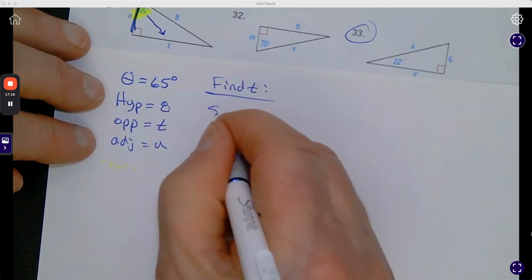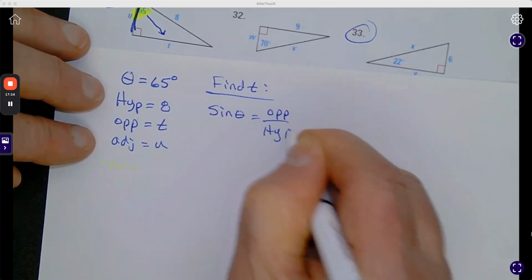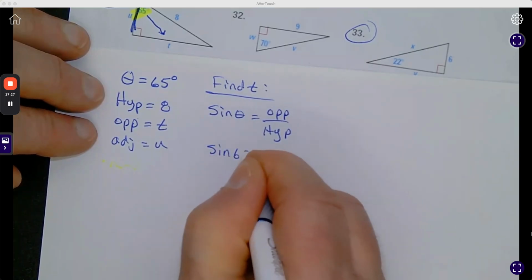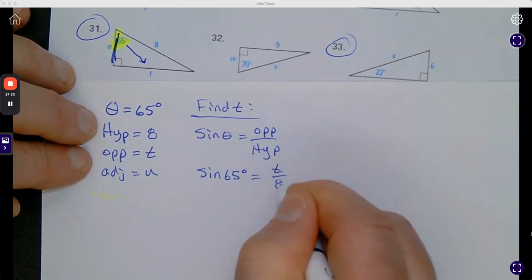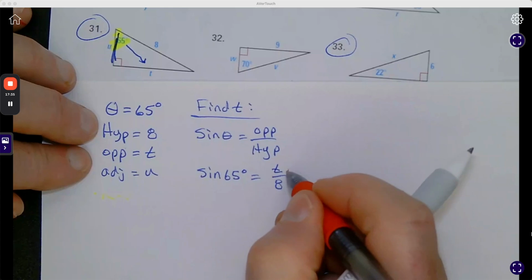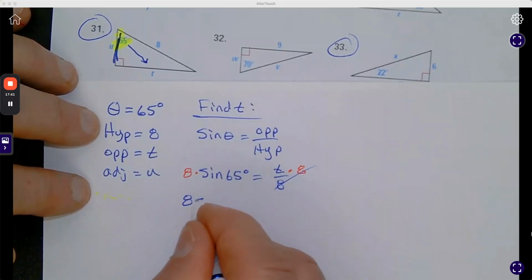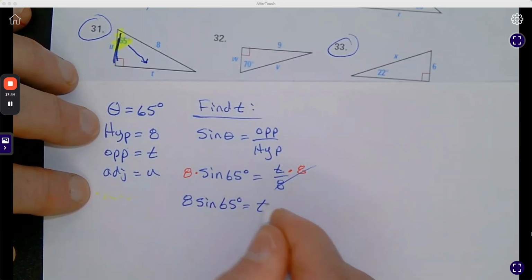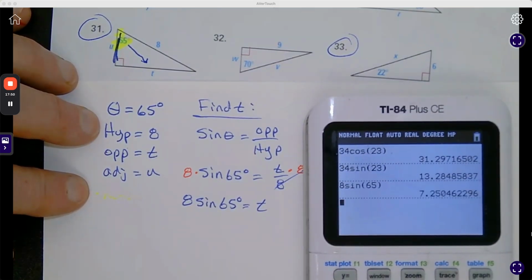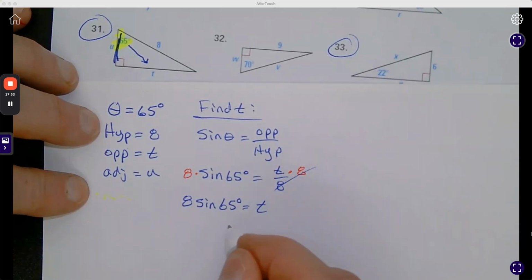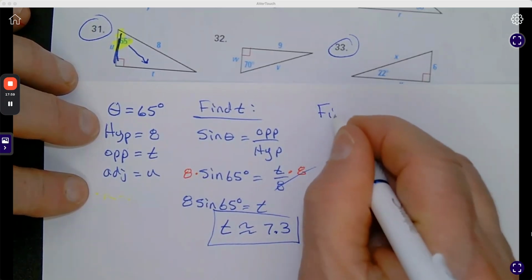It's hypotenuse and opposite. So the trig function that deals with that is sine. So sine of 65 degrees is equal to opposite, T, over hypotenuse, 8. Multiply both sides by 8. These cancel out. And in your calculator, you're going to put 8 sine of 65. Enter, 7.3. You got to round up. Done.